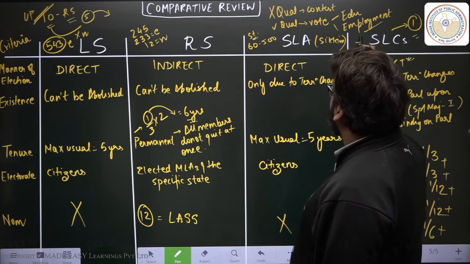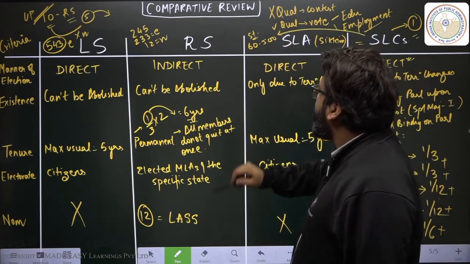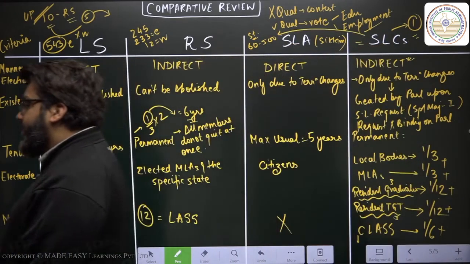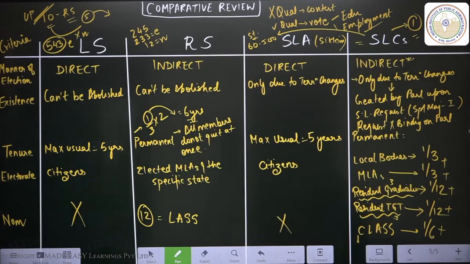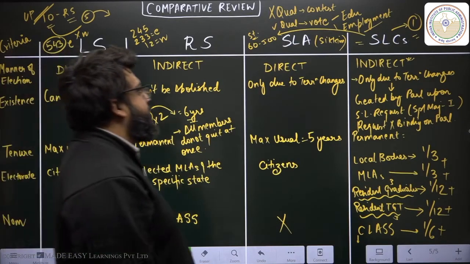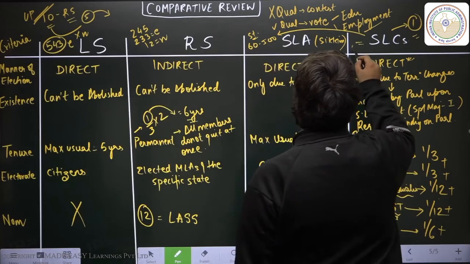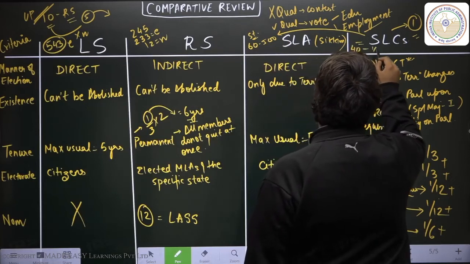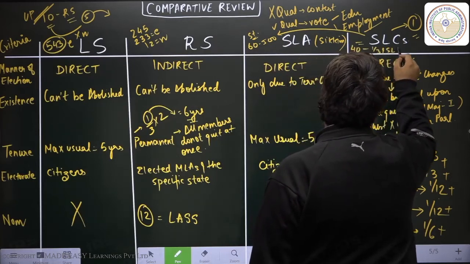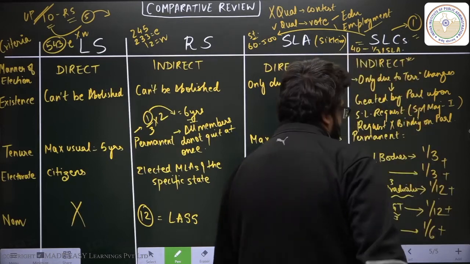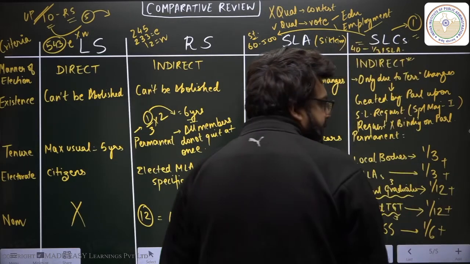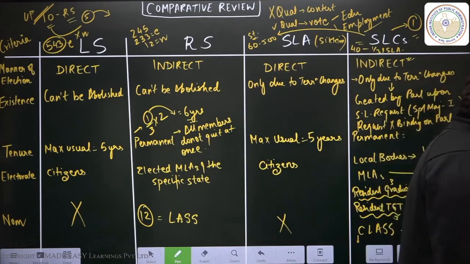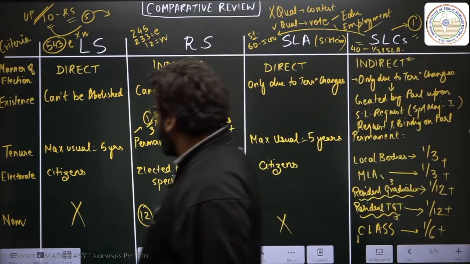And the strength of the state legislative council will depend on the strength of the state legislative assembly, wherein you have a minimum strength of 40 and a maximum strength of 1/3 of the state legislative assembly. Maximum. The Centre decides this, okay, good.